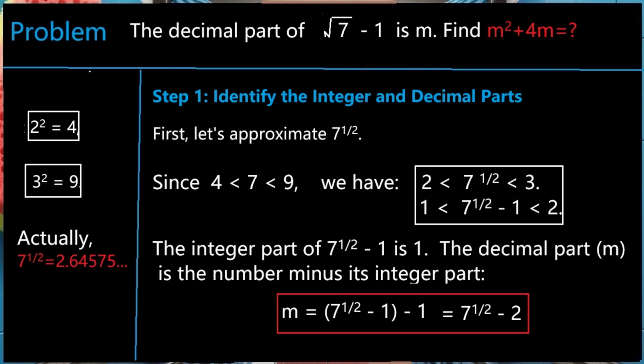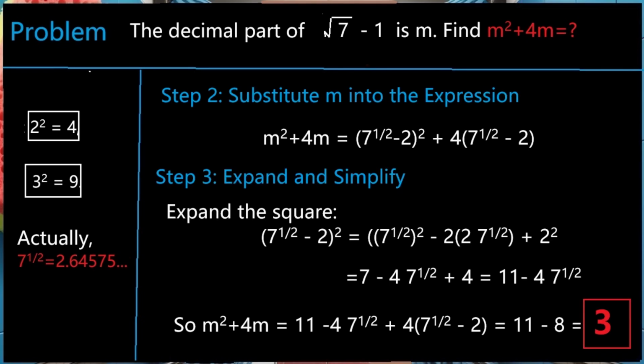So the decimal part, which we're calling m, is simply the leftover amount after removing that integer part. Therefore, m equals the square root of 7 minus 1, minus 1, which equals the square root of 7 minus 2. Step 2. Substitute m into the expression.